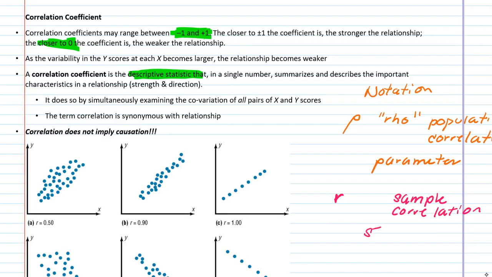And that is a statistic. It's a descriptive statistic, essentially. What the correlation coefficient is doing is simultaneously modeling the variance for all of the pairs between X and Y. And we tend to use the words interchangeably, like correlation and relationship. It is kind of used interchangeably.